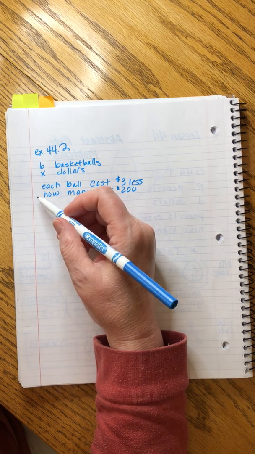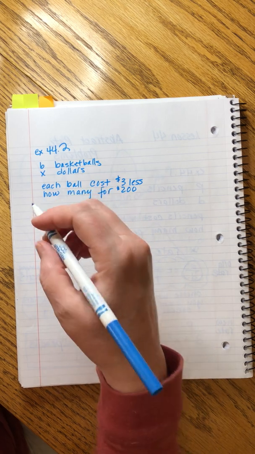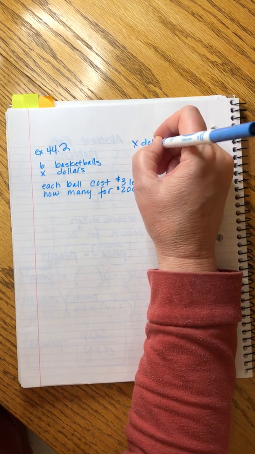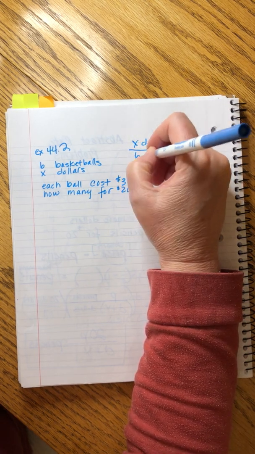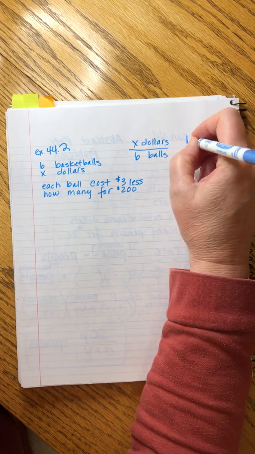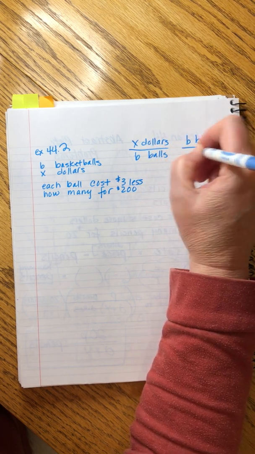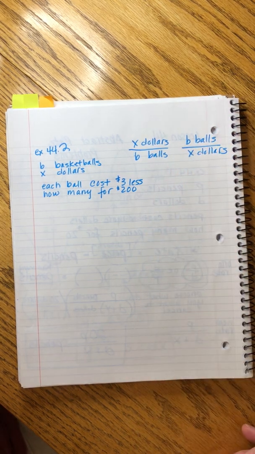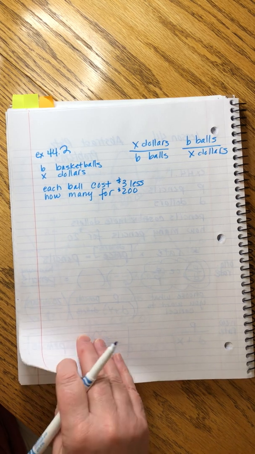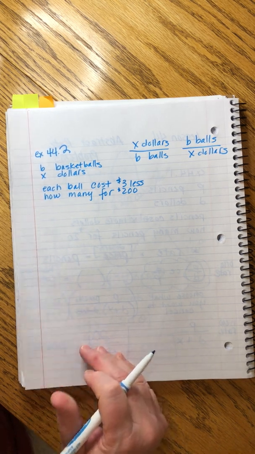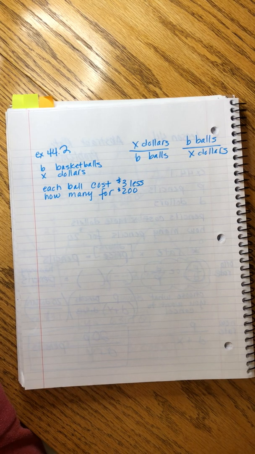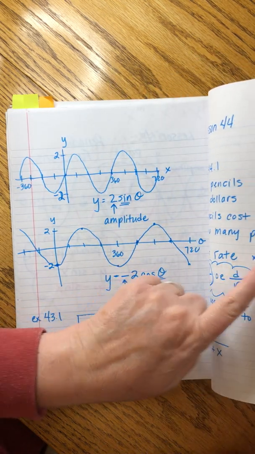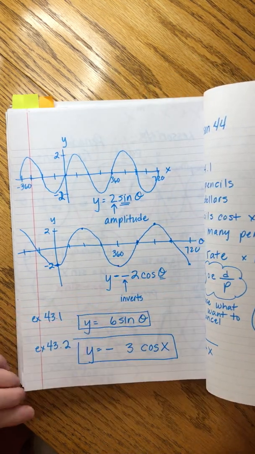Okay, so the rate, we've got B basketballs for X dollars. So it's either X dollars for B balls, or B balls for X dollars. Those are our two choices, right? Now, John does it differently and I don't like how he does it. I want to do it just like we did this one because it's a similar problem, isn't it?